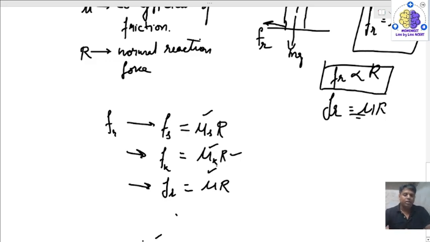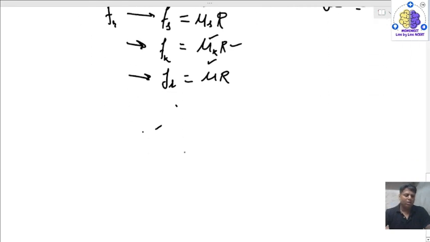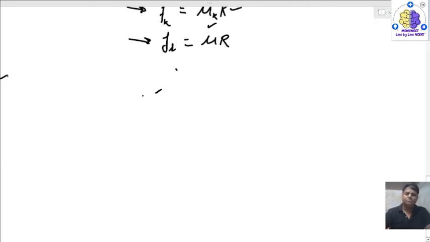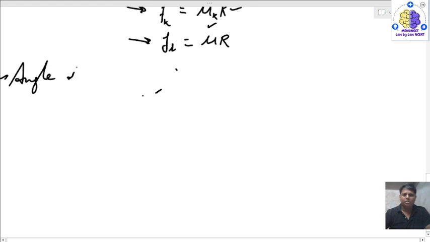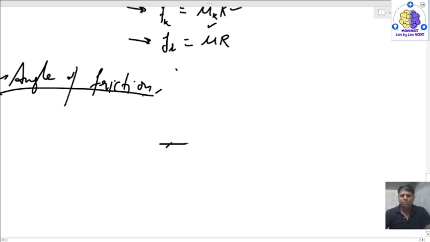So this is the introduction about friction. Now the next thing we are going to study is the angle of friction. Now let's draw a diagram. This is the surface, and this is a block. This is the weight acting on it. It will experience a normal reaction force in the upward direction.